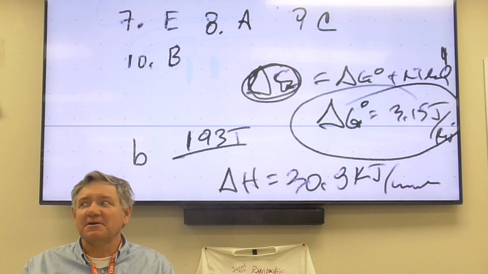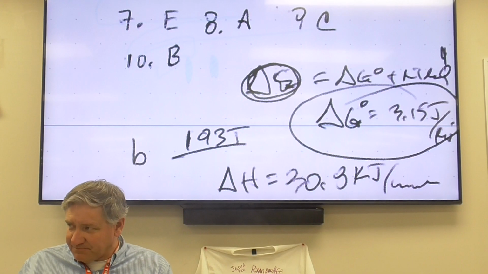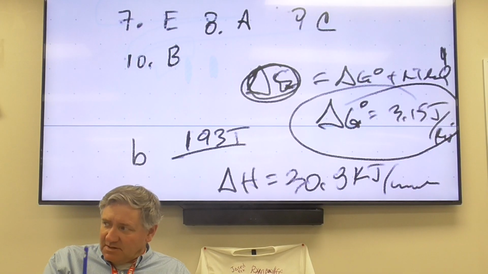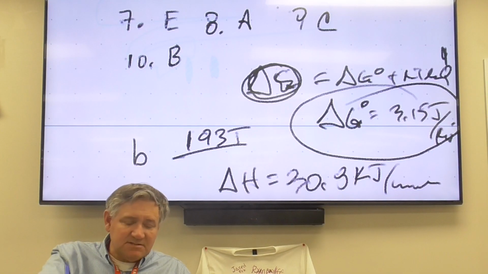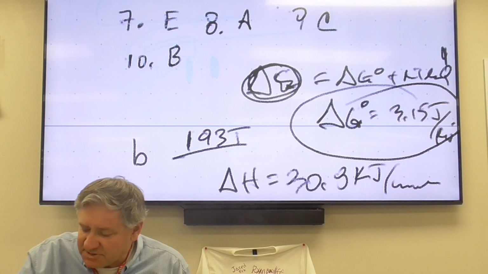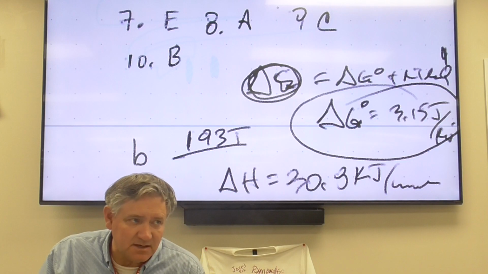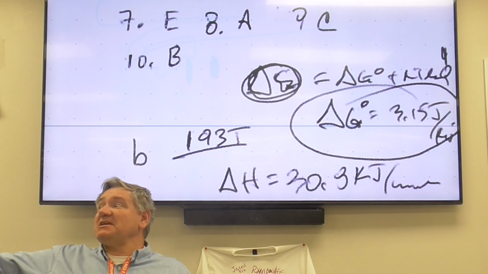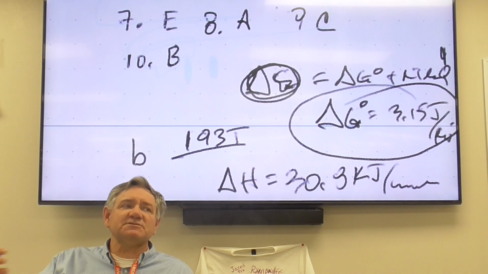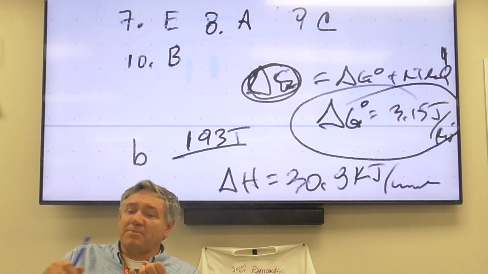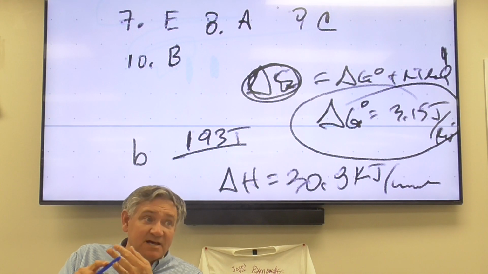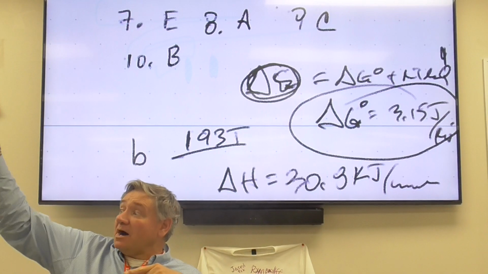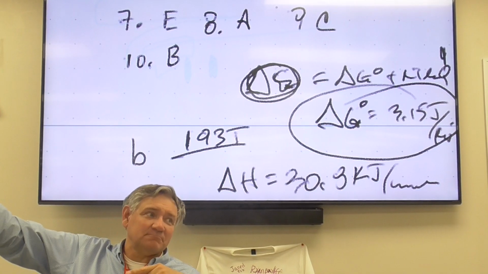Endothermic, because you're putting energy into the system. Now, let's think this through. You've got a positive delta H and a positive delta G. But look at the reaction. What's going to be the sign of delta S? Positive. Why? We're changing it into a gas. So I've got a positive delta H and a positive delta S, which means what in terms of temperature? It's temperature dependent above a certain point.